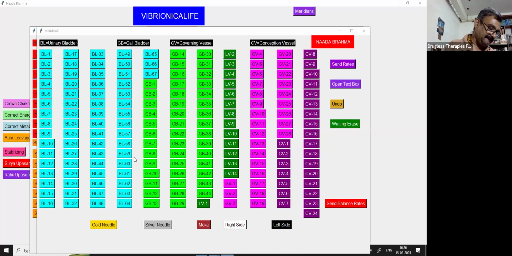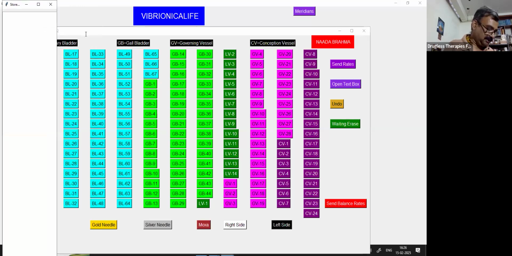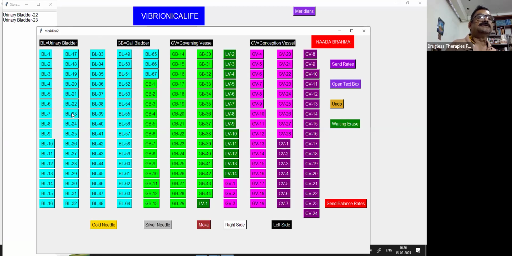Bladder 22 and 23. For this we can open the text box first, so that whatever we are selecting will come and sit there, and you will come to know which point it is.